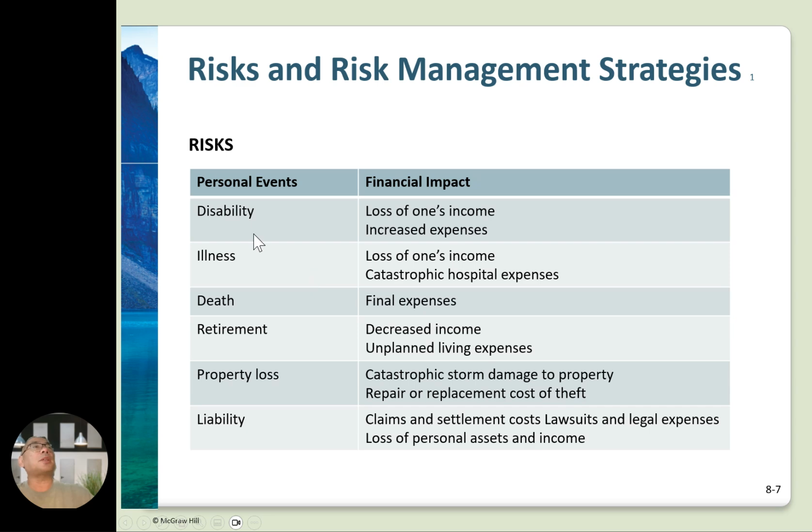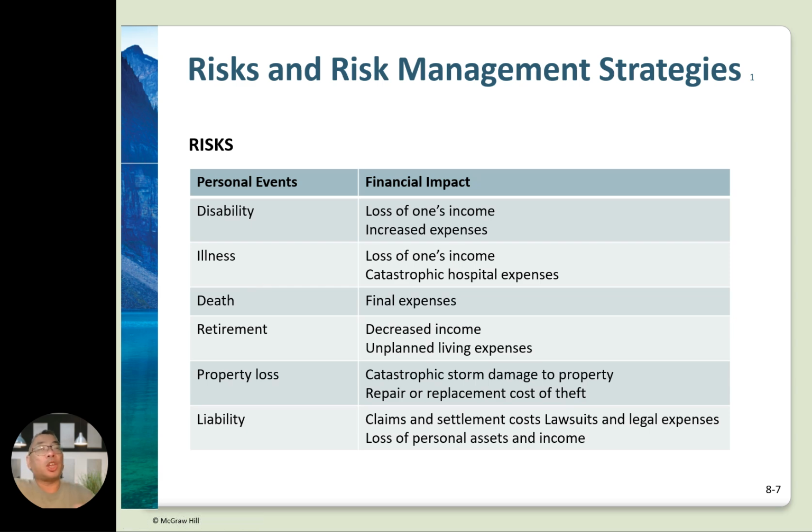Risk and management strategy. Risk: there are personal events such as disability. What will the impact be? Loss of income, increased expenses. Illness, the same thing: loss of income, catastrophic hospital expenses. Every time you go to a hospital, it's going to cost a lot of money.